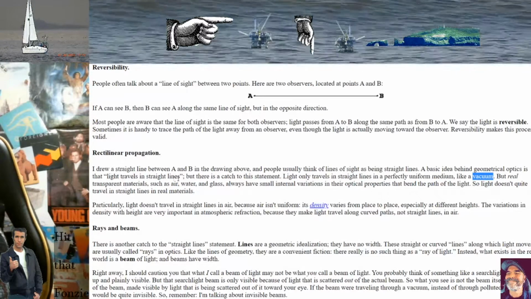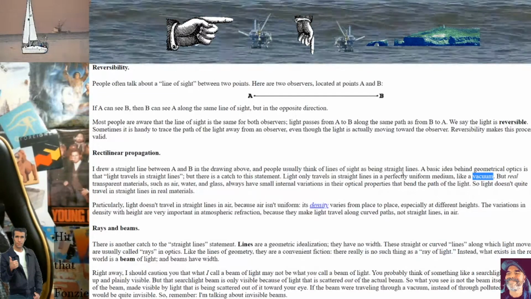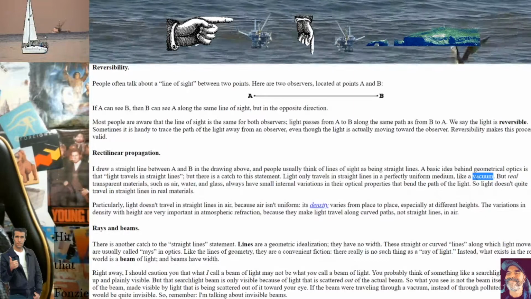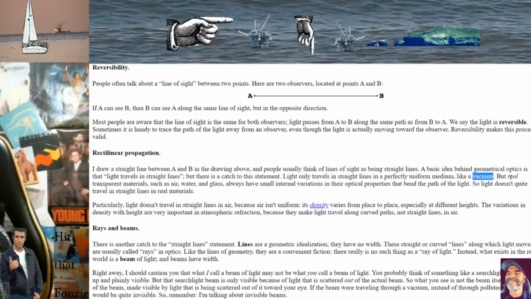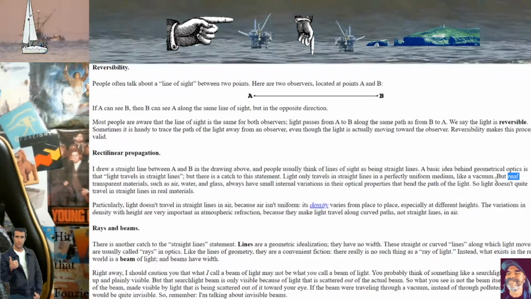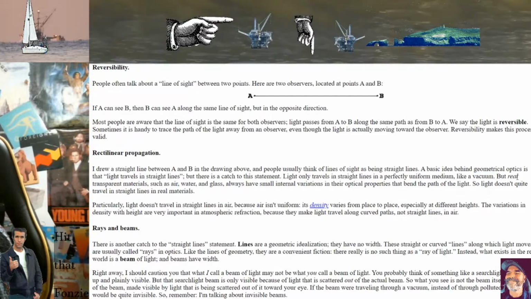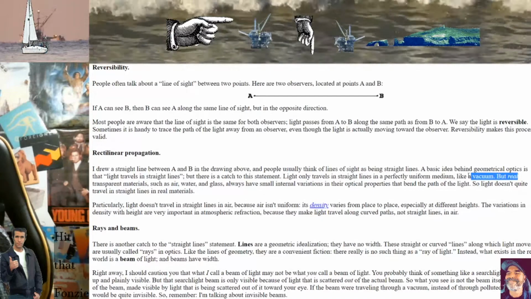Light travels in straight lines, but there's a catch, because light only does so in a perfectly uniform medium like a vacuum. But real... okay, that means that a vacuum's not real. Okay, don't miss this sleight of hand.